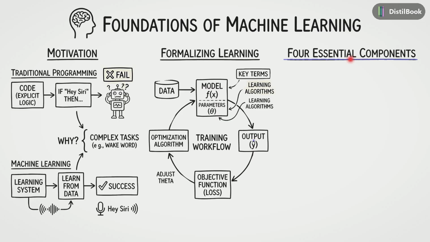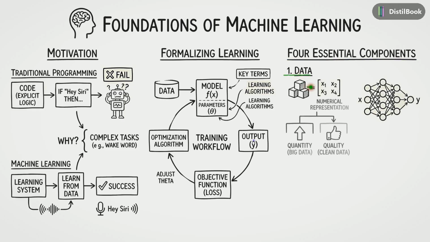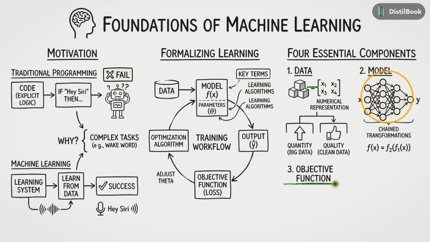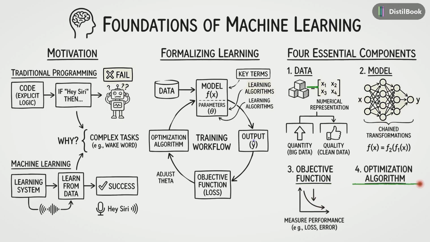learning system. First, we look at data and how we turn real-world information into numerical representations. Second, we examine the model, seeing how these network structures transform that data. Third, we study the objective function, which gives us a way to measure performance. And fourth, the optimization algorithm, which is the engine that actually minimizes error over time.